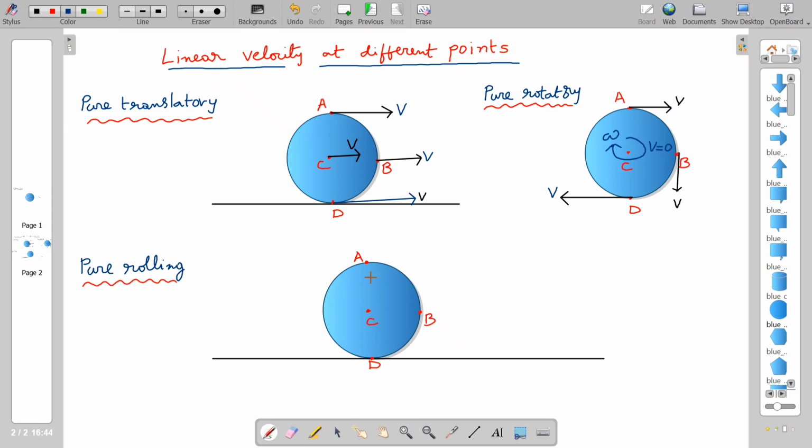That is, velocity at point A, V at A is equal to root over V square plus V square plus 2V square cos theta. Theta, the angle between both velocities at point A, will be 0. So cos 0 is 1. Then we will get root over V square plus V square plus 2V square, so root over 4V square, which means we will get 2V. So at point A, we got velocity 2V.